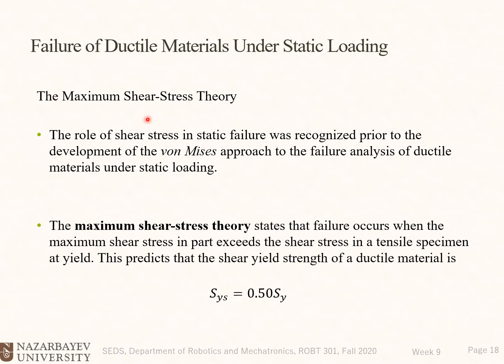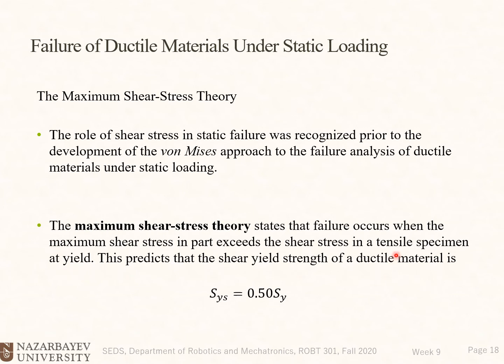Okay, so now we want to discuss the maximum shear stress theory. The role of shear stress in static failure was recognized prior to development of the von Mises approach to the failure analysis of ductile materials under static loading. So far we have discussed that shear stress is the main reason for distortion, and even before the von Mises approach was developed, scientists knew that failure mostly happens because of those shear stresses. So that's why the maximum shear stress theory was developed, and it states that failure occurs when the maximum shear stress in a part exceeds the shear stress in a tensile specimen at yield.